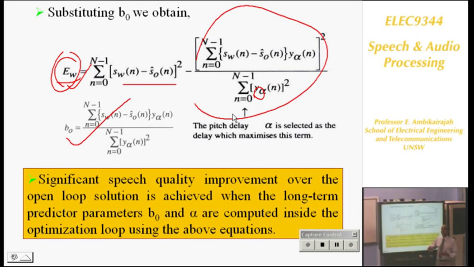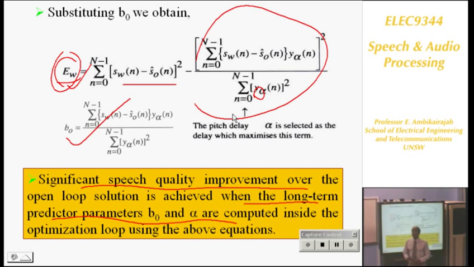And people have found that synthesizing speech using B naught calculated by the closed loop method gives much better performance than the open loop method calculation of B naught. And you can see here, significant speech quality improvement over the open loop solution is achieved when the long-term predictor parameters B naught and alpha are computed using an optimization technique. So this is the algorithm.